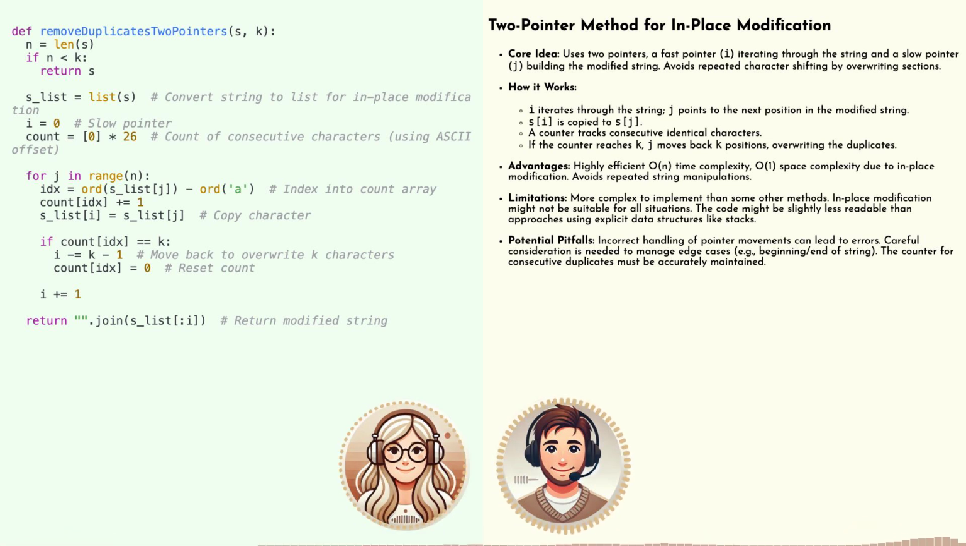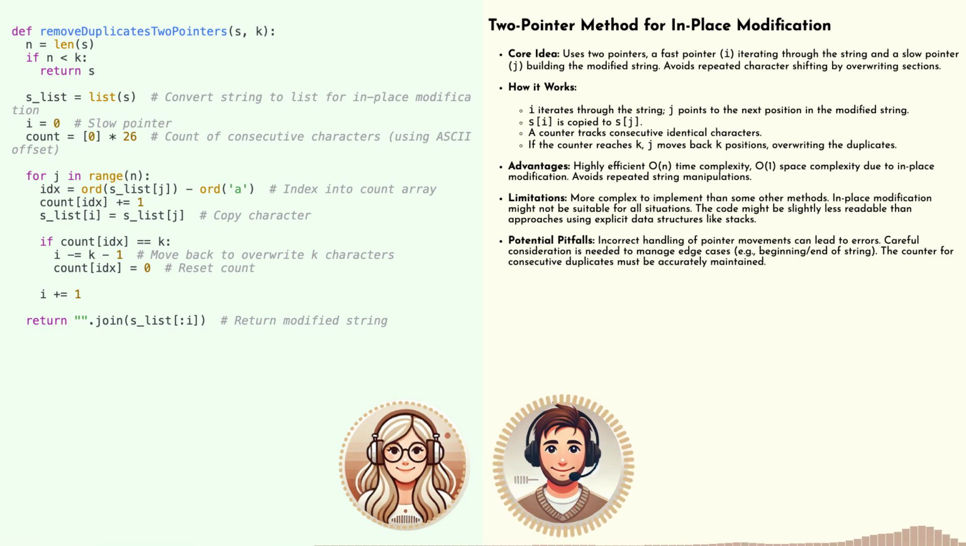I'm just trying to imagine it visually in my head as we're talking. I like it. So how do we decide which characters to overwrite? Well, we use a counter to keep track of how many times we've seen the same character in a row. If the current character is the same as the one before it, we increment the counter. If it's different, we reset the counter back to 1.